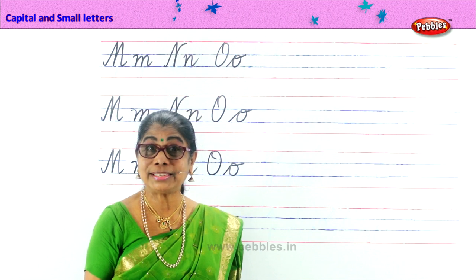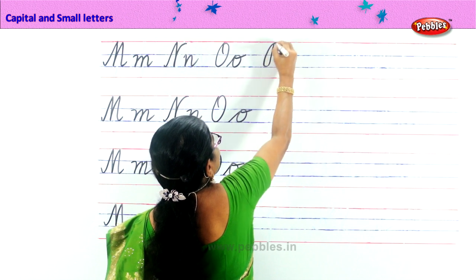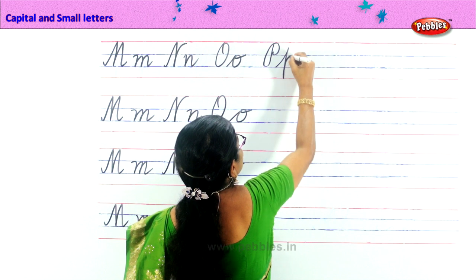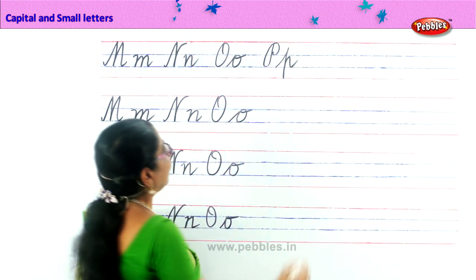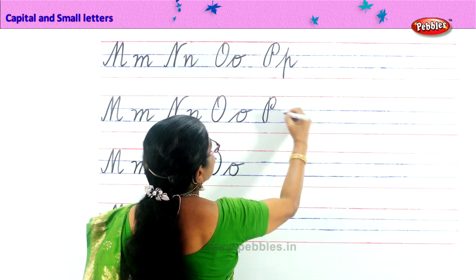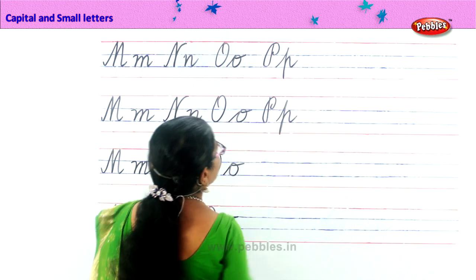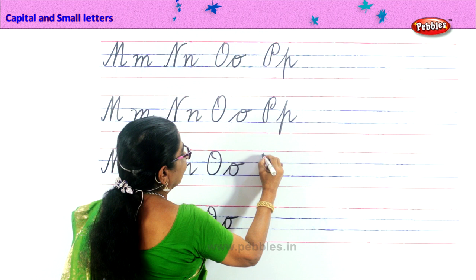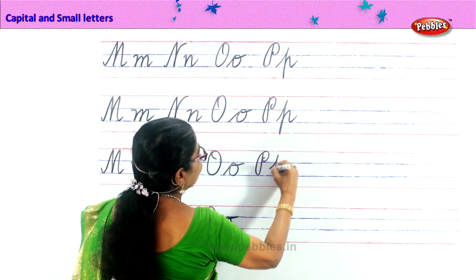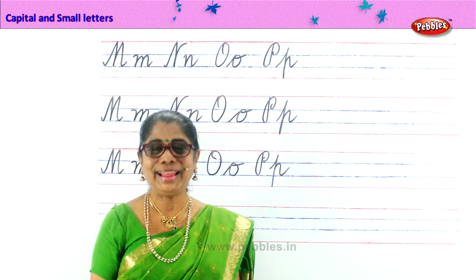Next is P. What's the sound? Per. Capital P. Look, this is capital P and the small p goes like this. The capital P is like this and the small p goes up and down. That is, the capital P is like this and the small p goes up and down like this. Did you enjoy? Let's go on.